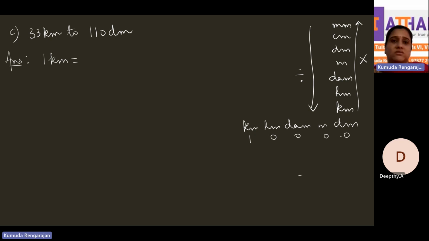1, 0, 0, 0, 0. So it is 10,000. And you're converting a larger unit to a smaller unit. So you should multiply or divide? Multiply. When you convert a larger unit to a smaller unit, you multiply.